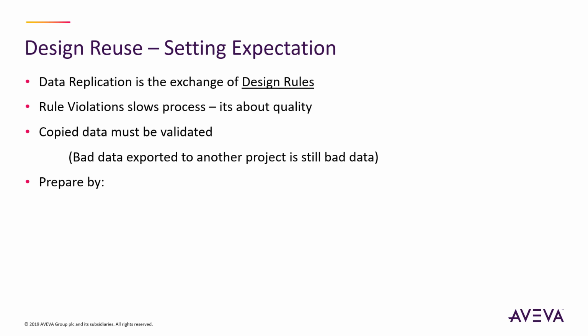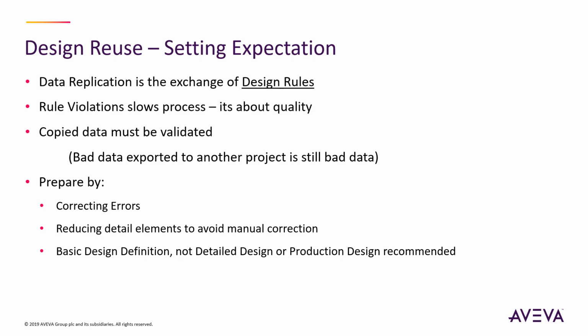So what we would normally do is prepare by correcting errors, reducing the detail of elements to try and avoid too much manual correction. Once we get down to very small details, then the small changes that can happen between projects means that we've got to do quite a lot of work to re-correct these elements. So in this respect, my personal recommendation is perhaps think about going back to a basic design definition rather than trying to migrate or transform a detailed or production design definition, where there might be a considerable amount of information that you'll have to change anyway if the design is going to change and update.